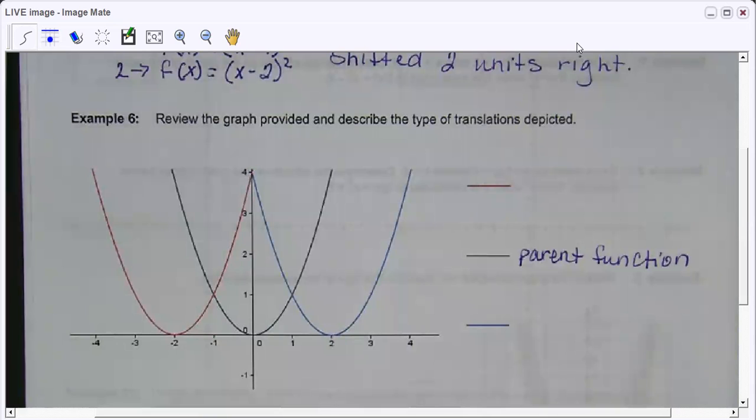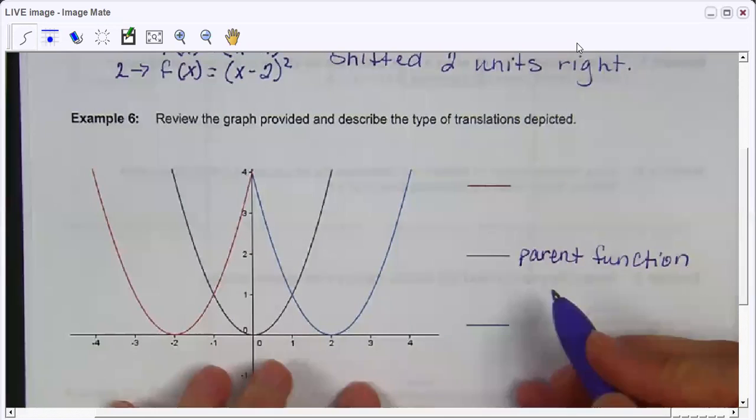A parent function would go through the origin. So that's what we call the parent function. However, sometimes you'll get problems where they say the parent function is some kind of parabola that's graphed and you need to translate it. It's probably misused though.